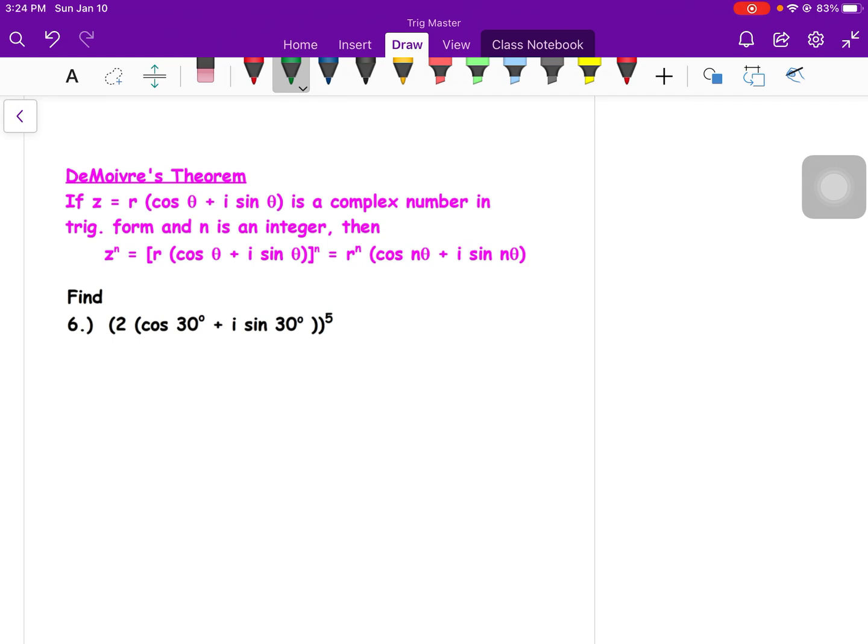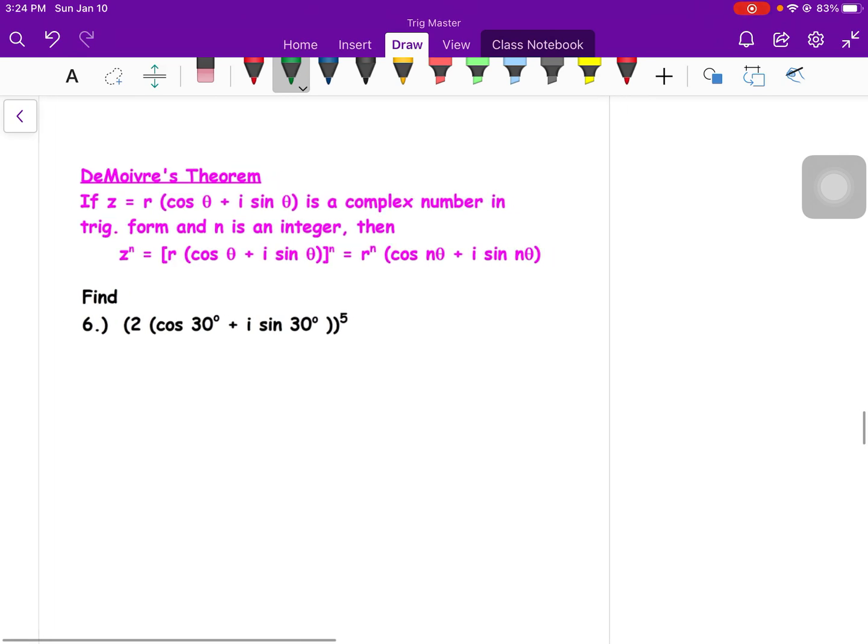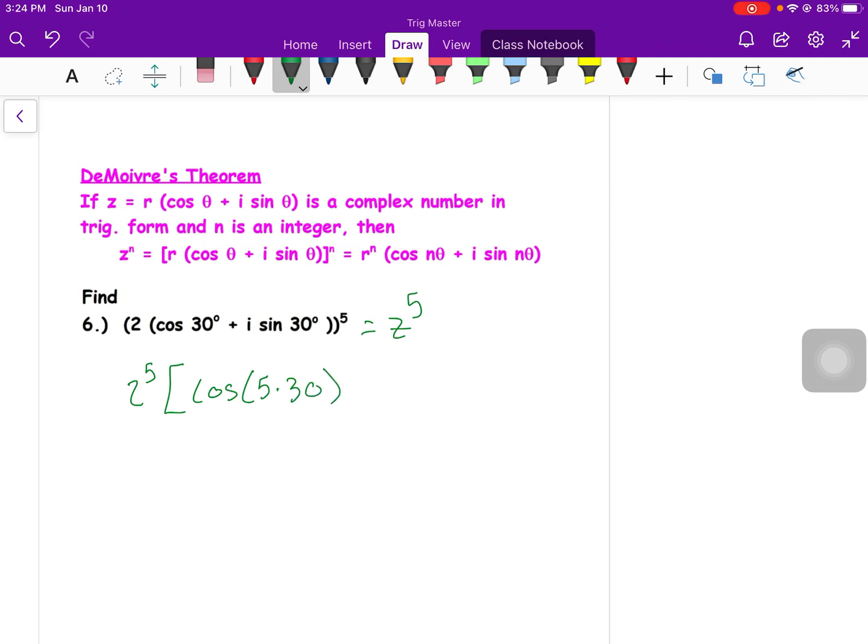But this theorem, it's not complicated, but it's easy to make mistakes, because you have 2 different pieces. So for this problem, I'll say this is equal to z. So I have z to the 5th, right? Because that's what that 5 is. When I multiply this out, I take 2 to the 5th times cosine of 5 times 30 plus I sine of 5 times 30.